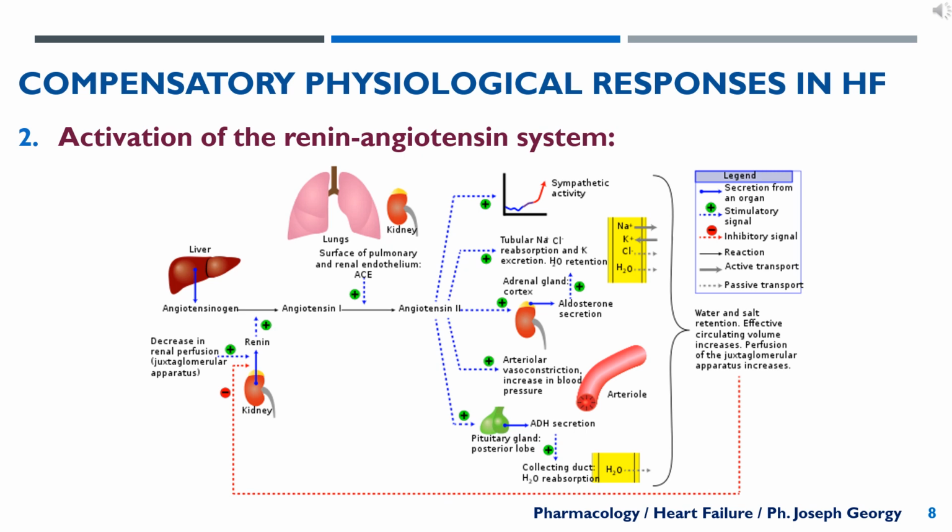So these 5 things will lead to water and salt retention, and effective circulating volume will increase, of course, as a result. This is the second thing. The third thing, as a result of the increased circulating volume of blood, the perfusion of the juxtaglomerular apparatus will increase, and of course, when this perfusion increases, it will send an inhibitory signal to the kidneys and stop this system.